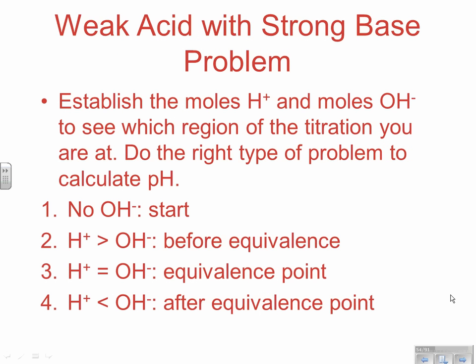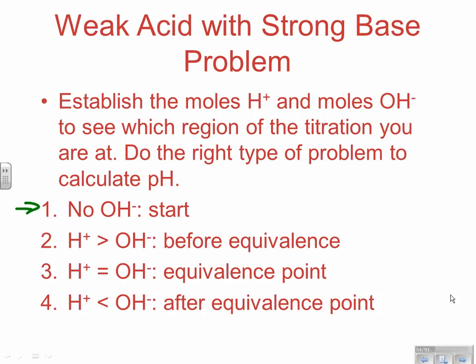Now, if we're doing a weak acid with a strong base problem, then what you really have to do is break it down into which of the 4 regions we are at. So you're either at the start, that's an ICE box Ka problem, so you need to know the HA concentration and the Ka of the acid to calculate what your H+ is. That's because we haven't added any OH- yet.